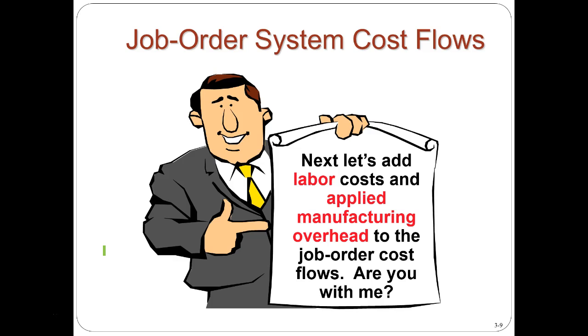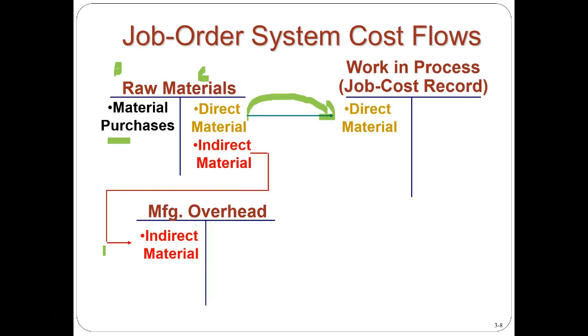Next, let's add labor cost and apply manufacturing overhead to the job cost flows. Also want to point out that when we put this here, this must be backed up by our job cost sheet. So the job cost sheet we looked at in the prior section of Chapter 3 would be backing up this number. Anything that is in work in process should be backed up by a job cost sheet, in a similar way that an accounts receivable account would be backed up by an accounts receivable subsidiary account by customer. The work in process is going to be backed up by job cost sheets.